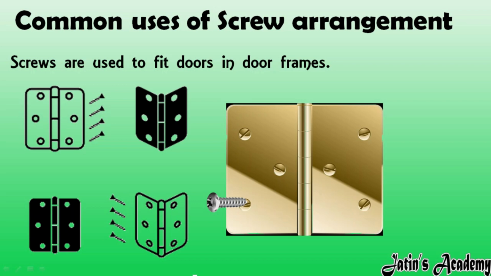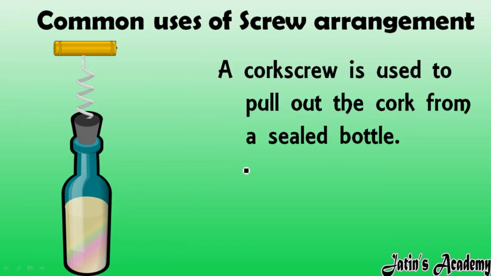Next, we are having common uses of screw arrangement. Screw arrangements are used to fit the doors in a door frame. Whenever you want to fit the door into a door frame, you are using this kind of screw. Might be you have seen this. Whenever a hole is there, we put the screw into it, and from the outside we apply force. Whenever we apply the force, it moves inside, and finally it will look like this. So screw arrangement is used to fit the doors in a door frame.